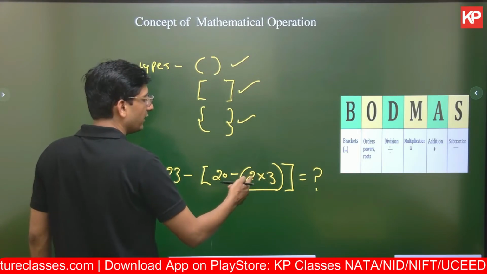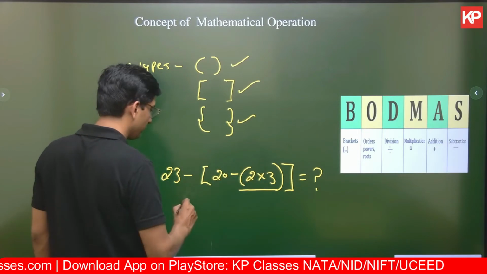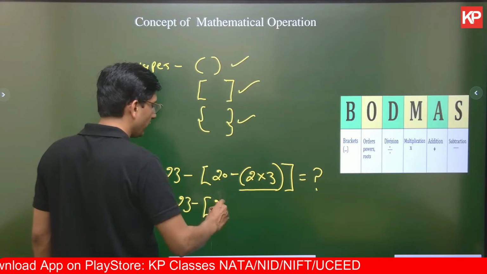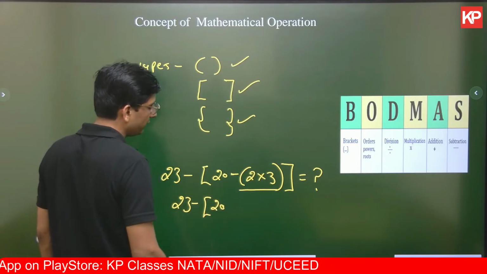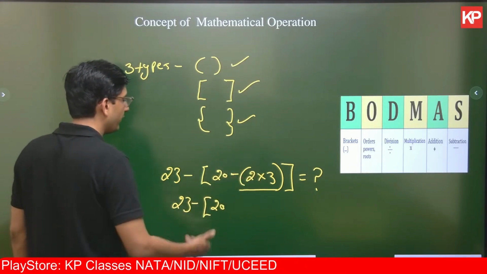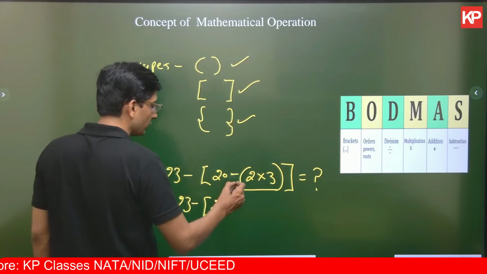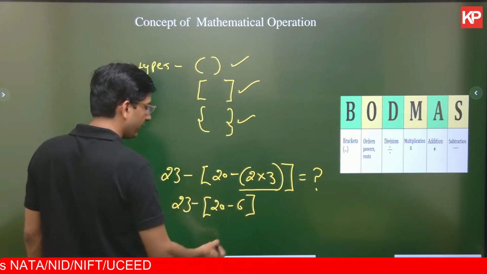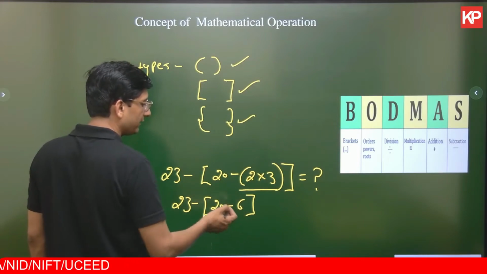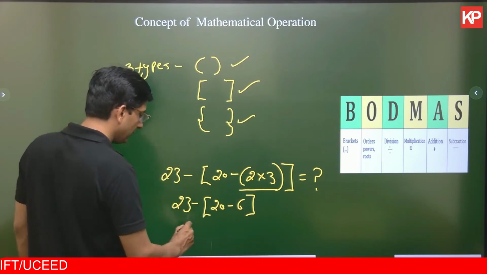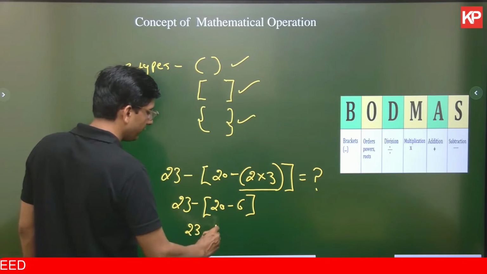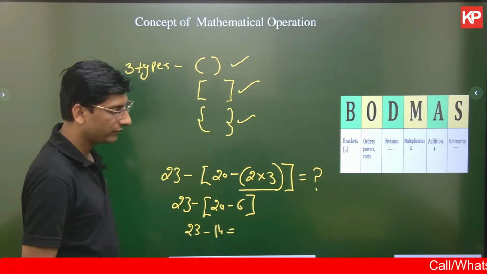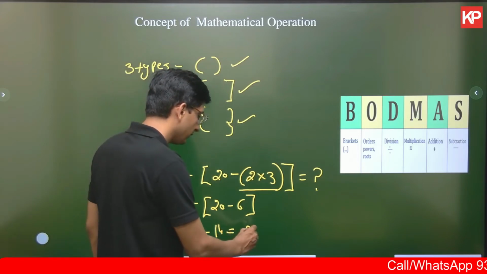So this is 2 multiplied by 3, that is 6. I am solving it step by step. You don't need to do it. If you can directly find out the answer, that's even better. You can calculate it and give the answer directly. So that is minus 6. Now we have to solve this bracket first. So this is 20 minus 6, that is 14. So that means 23 minus 14 is our answer. So 23 minus 14 is 9. So our answer is 9.